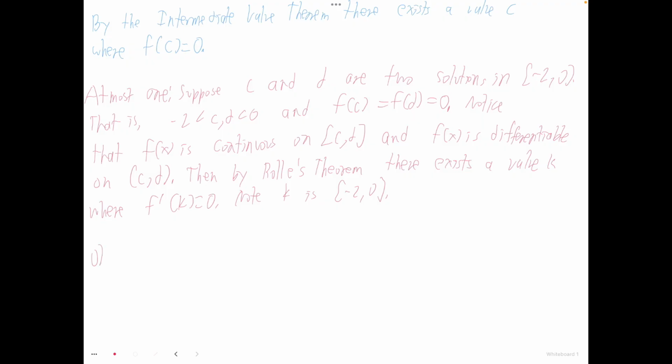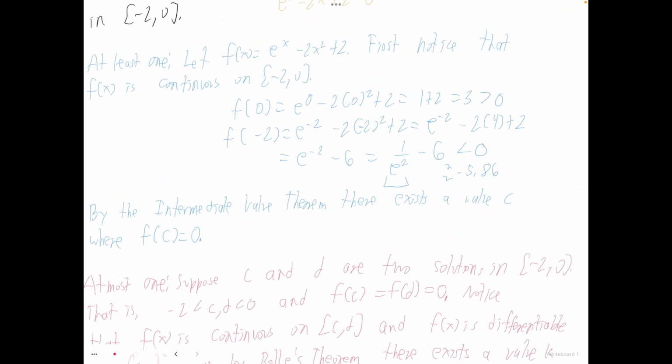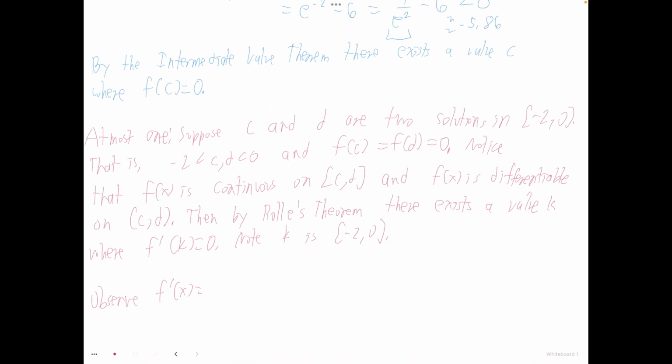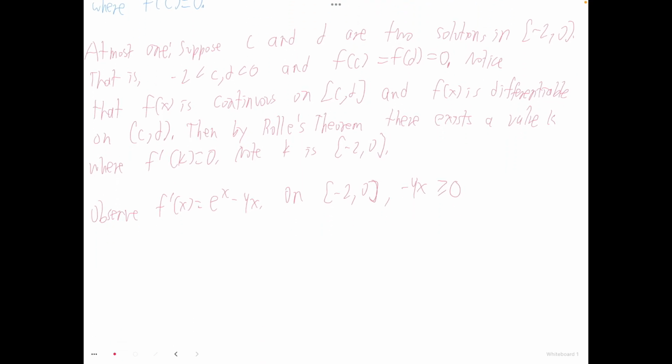And so observe that f prime of x equals, remember the function is e to the x minus 2x squared plus 2, so its derivative is e to the x minus 4x. Now observe the following. On the interval negative 2 to 0, negative 4x is going to be greater than 0. Now the reason for this is that if I plug in a value in negative 2 to 0, it's negative. So I have a negative number times negative 4, so it's a negative times a negative, which is positive. So on that whole interval, negative 4x is going to be greater than or equal to 0.